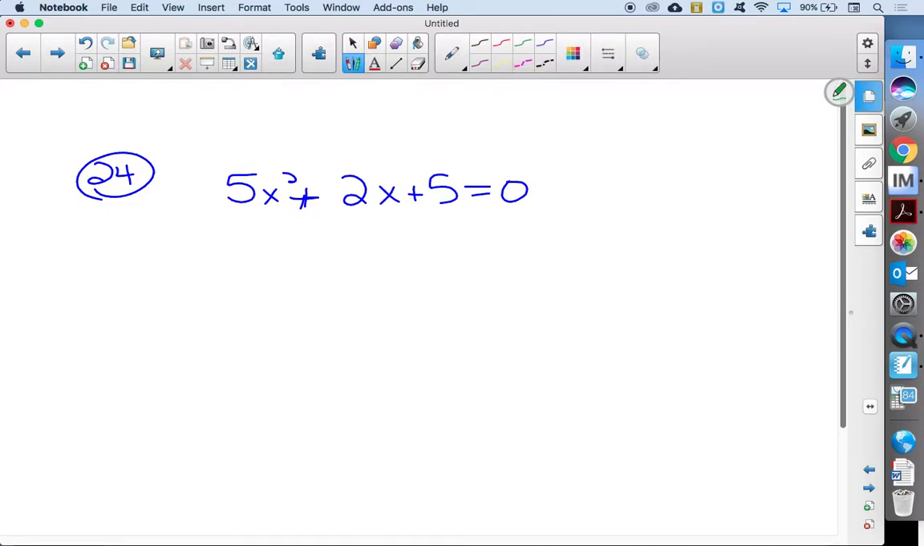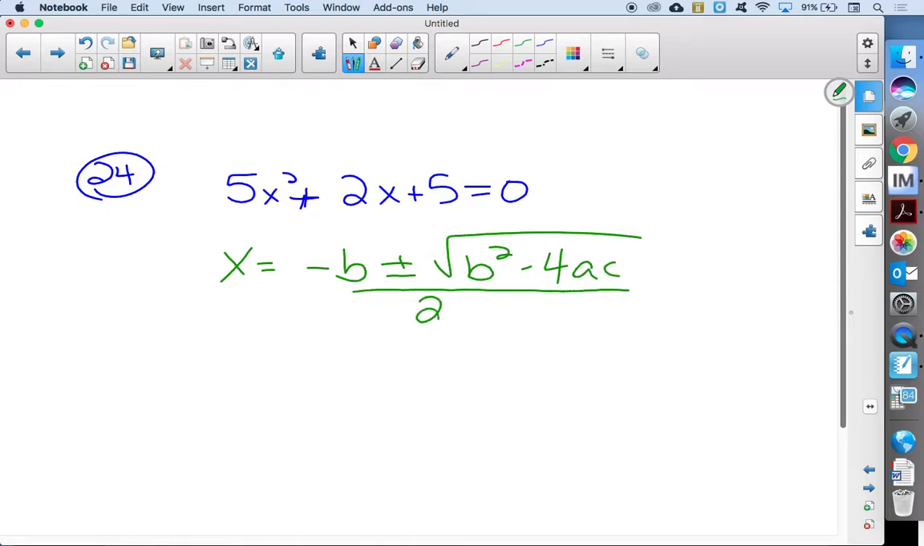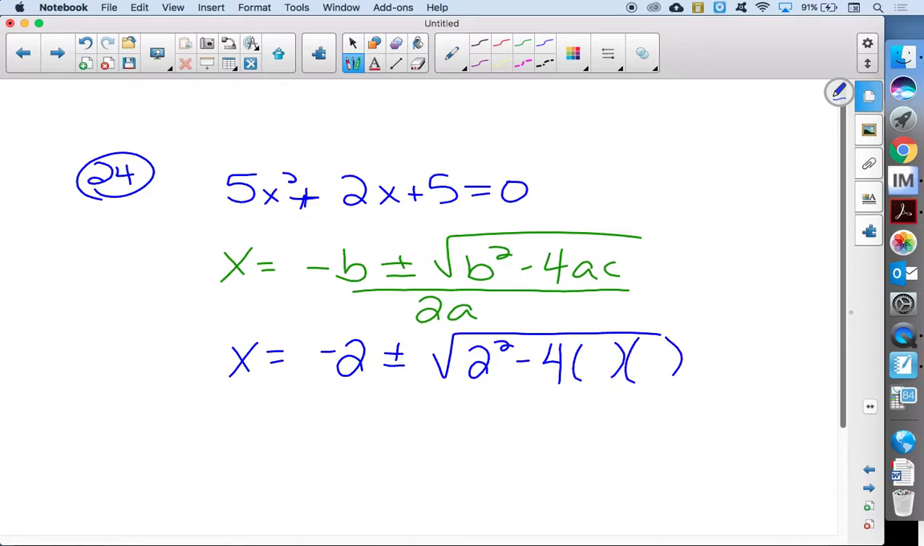John, what's the quadratic formula? X equals negative b plus or minus the square root of b squared minus 4ac all over 2a. And he said it really quick. All right, so plugging this stuff in, John, what does it look like when we plug in those numbers? X equals negative 2 plus or minus the square root of 2 squared minus 4 times 5 times 5. Good. And 2 times 5.